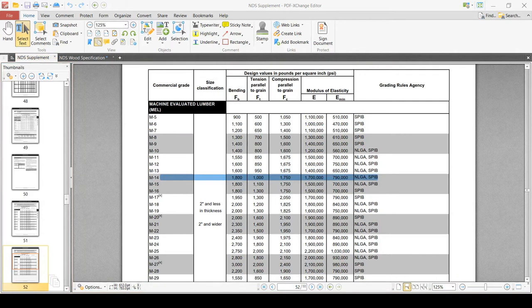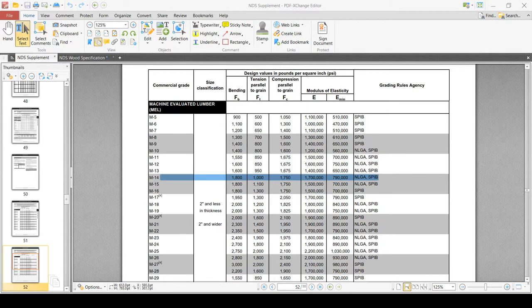okay, let's go ahead and write these down. We have a bending stress of 1800 PSI, a tension parallel to grain of 1000 PSI. Now, there's a few values missing. We don't see the shear parallel to grain and the compression perpendicular to grain. What we do have is compression parallel to grain, and that is 1750 PSI. And the elastic modulus is 1,700,000.